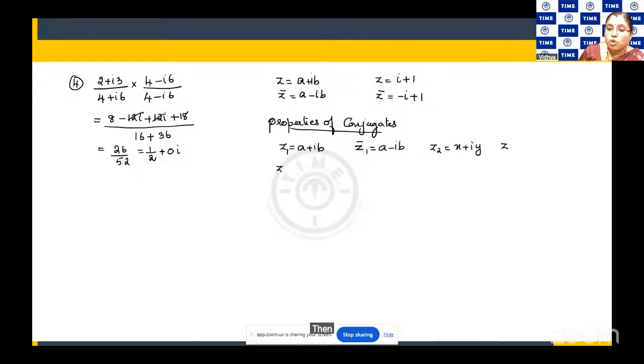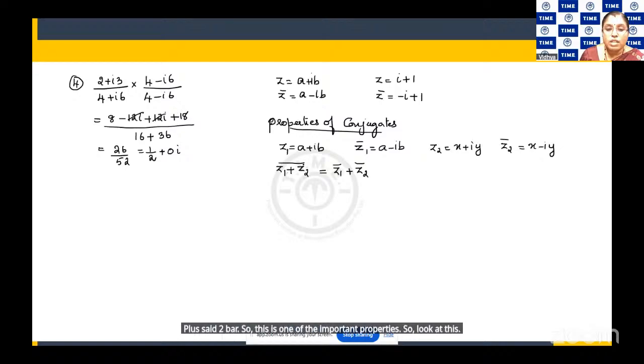Then what will be Z2 bar? Z2 bar is X minus IY. Always note, Z1 plus Z2, the whole bar, will be the same as Z1 bar plus Z2 bar. So this is one of the important properties. So look at this, Z1 plus Z2, the whole bar.